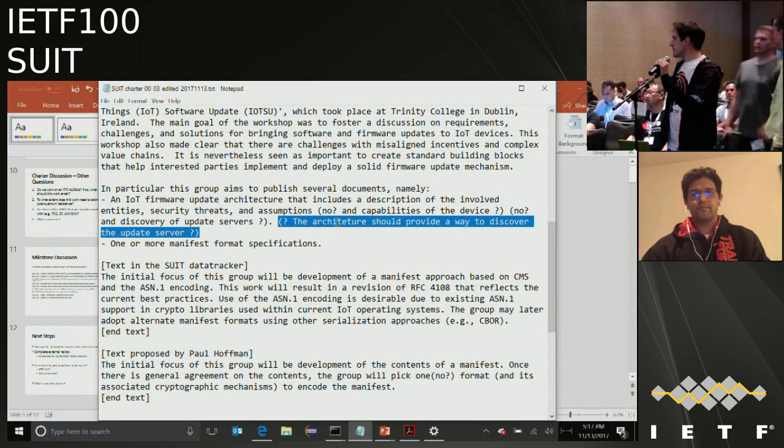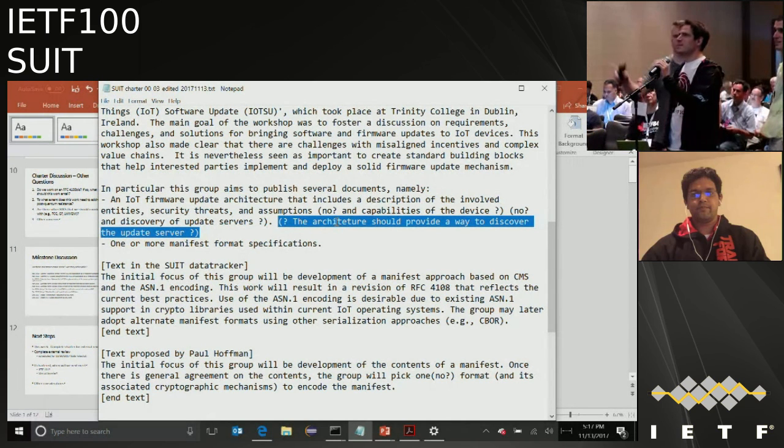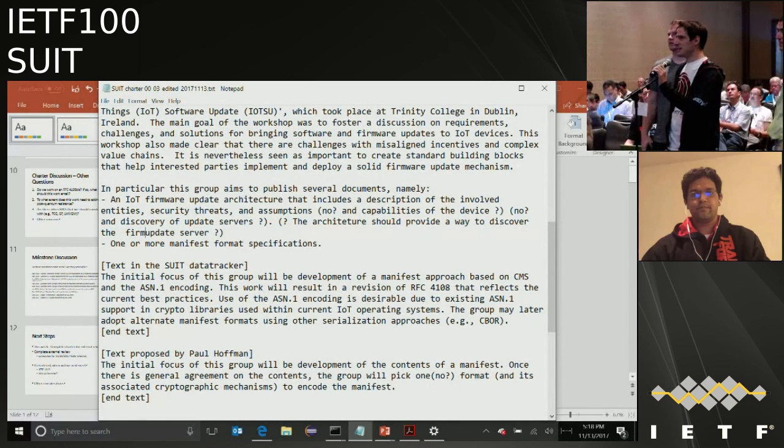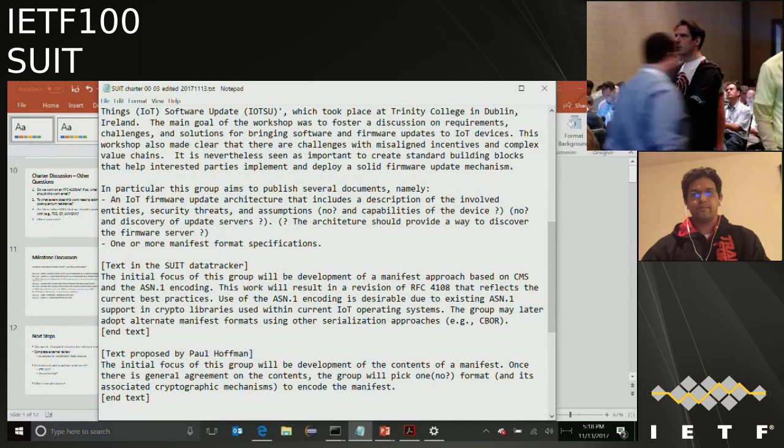Say it slower. Okay. Cullen proposes the following sentence: the architecture should provide a way to discover the update server, or some wordsmith variation thereof. Do you want to have the firmware server first? The firmware server. Okay. Yeah, we're just trying to capture exactly what you put in the chat. Okay, there we go. Wait, sorry, can you explain the difference between discovery of update servers and the discovery of firmware servers? Apparently, no in 2 minutes. We can't. Yeah. And we're going to have to take that conversation offline.